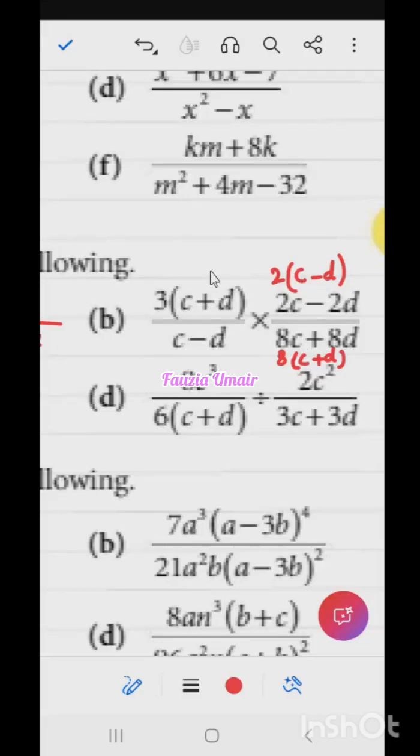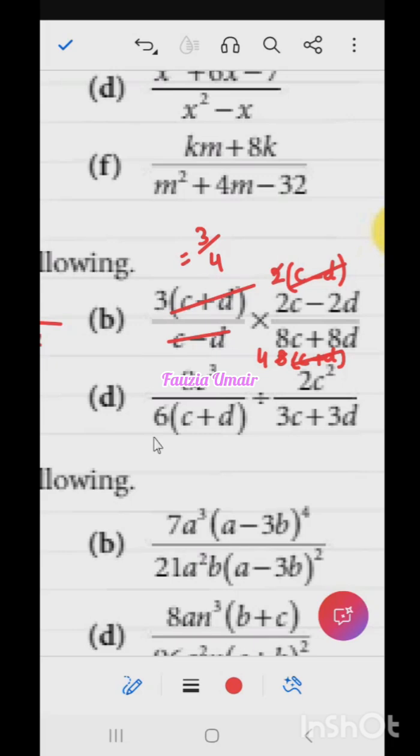Now you can use... This c plus d will be cancelled. C minus d will be cancelled. 2 4s are 8. Answer would be 6 by 8, which is 3 by 4. Okay, this is the simplest form of these two fractions.